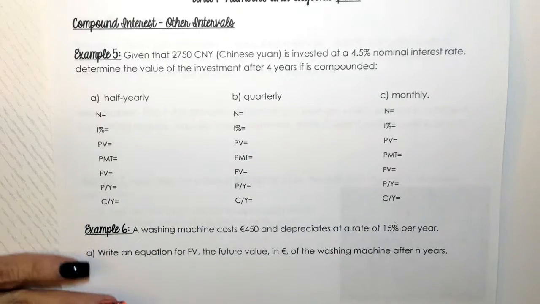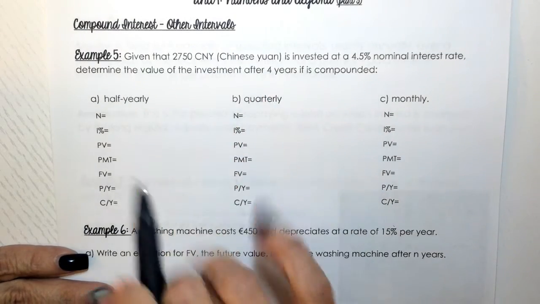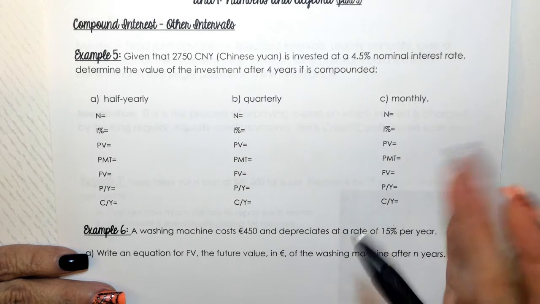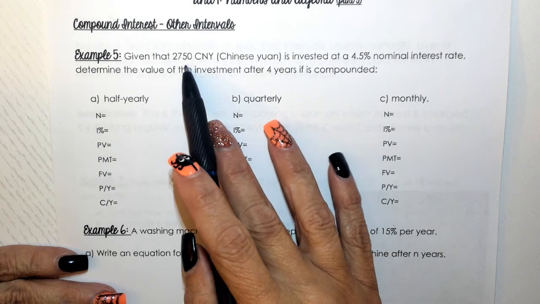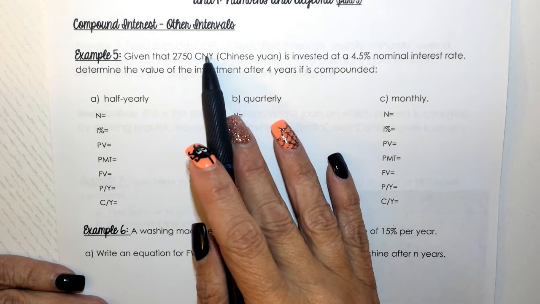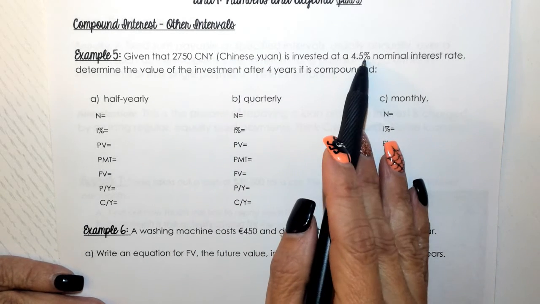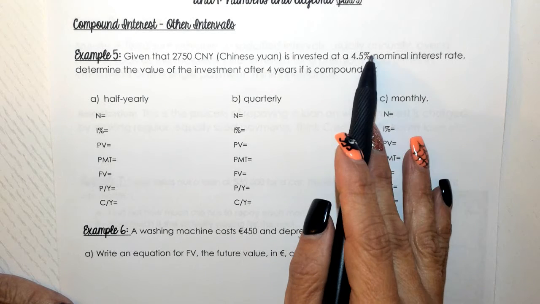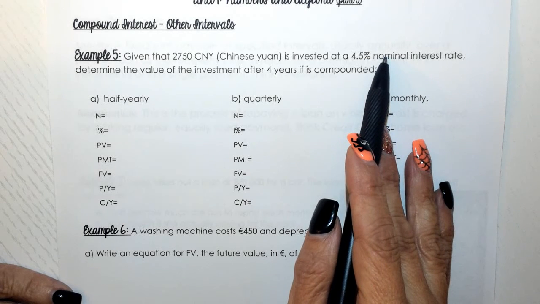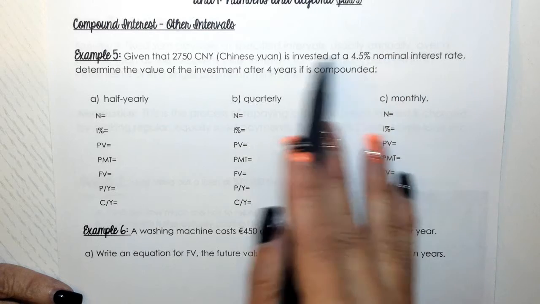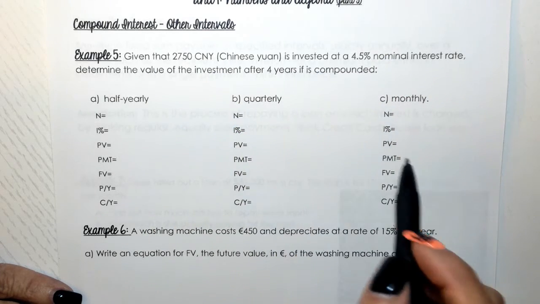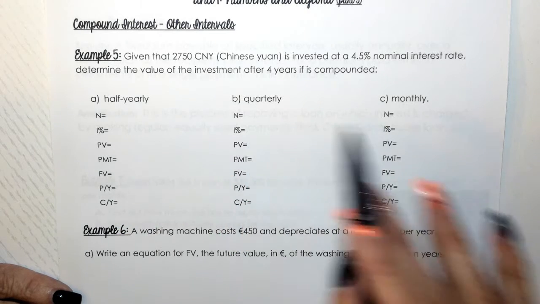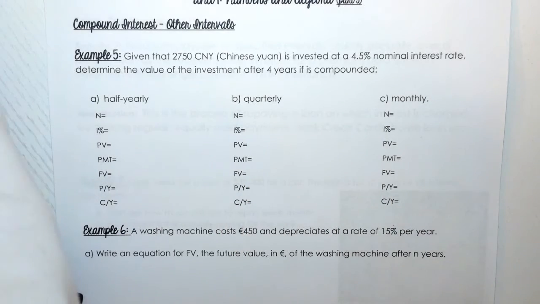Okay, so example 5 under compound interest on other intervals, because we've just been doing where K was 1, so let's change K up. Given that 2,750 Japanese yen is invested at a 4.5% nominal interest rate. Remember, nominal means we're just going to ignore inflation and deflation and all that kind of stuff. Determine the value of the investment after 4 years if it's compounded half yearly, quarterly, and monthly. So these are ones where that K value is going to be different.